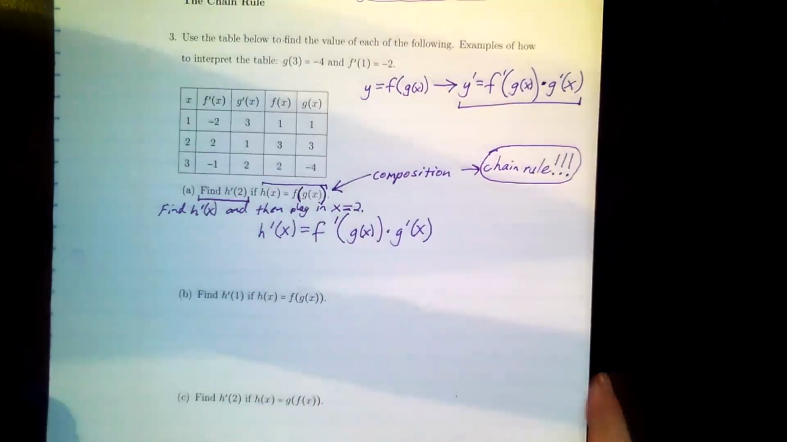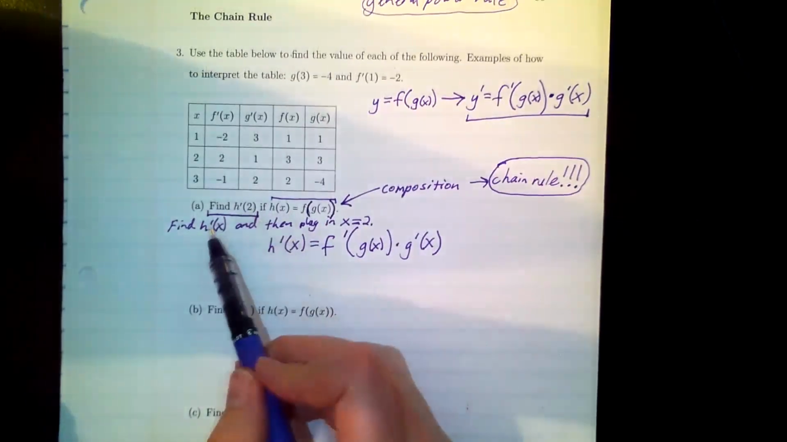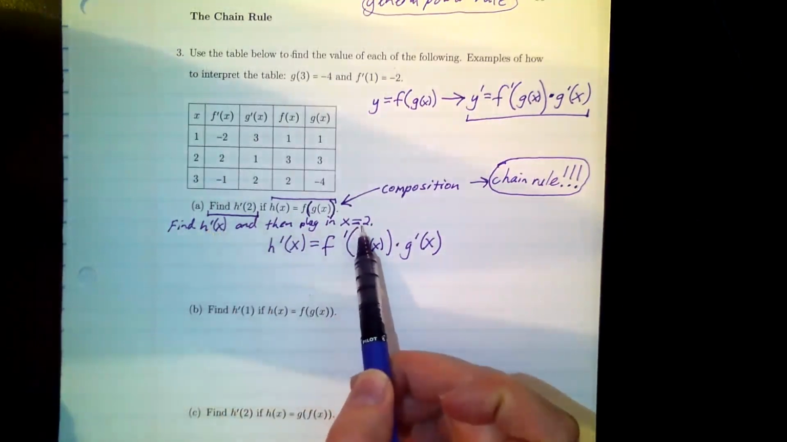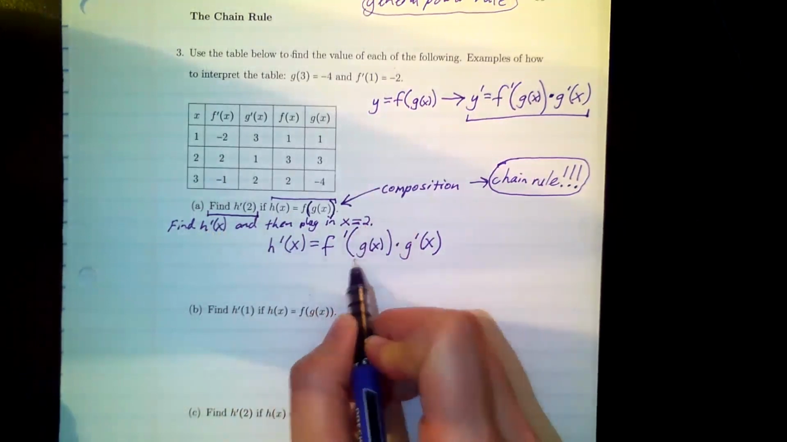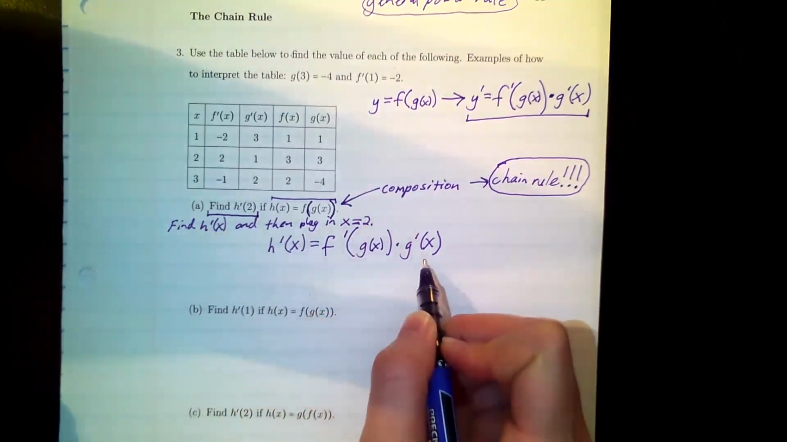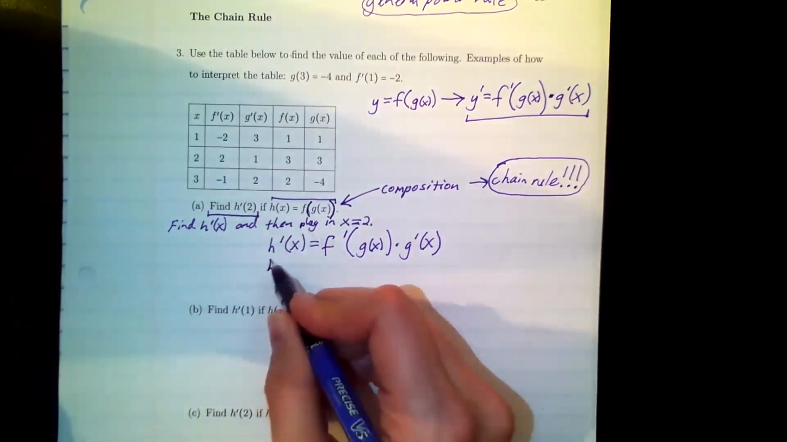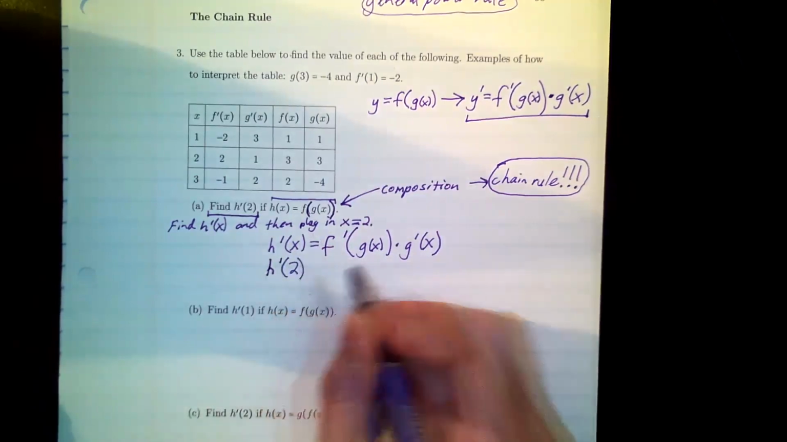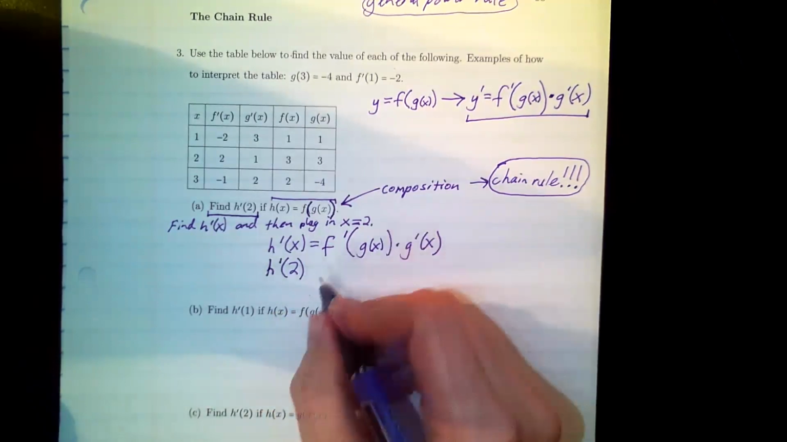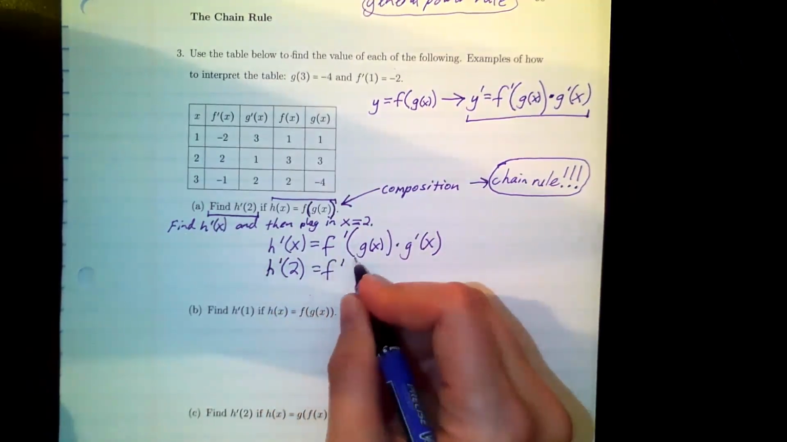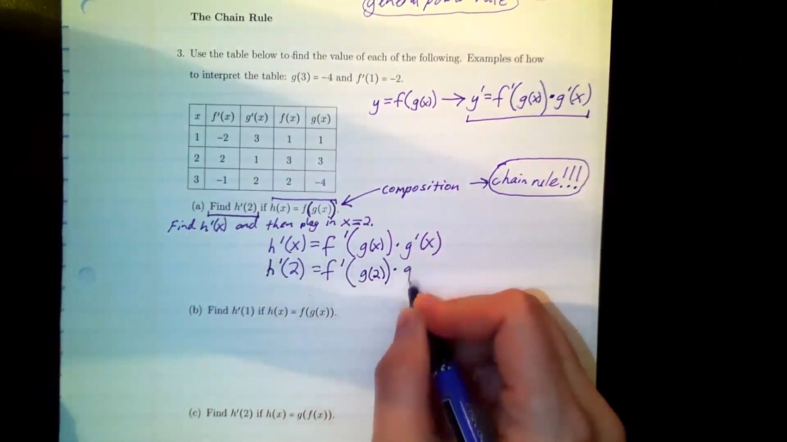But this is where the table comes in, because my next mission was to do what? Find h prime, and then I'm supposed to be plugging in 2. But how do you plug a number into a function that you can't even see? I don't know what f is. I don't know what g is. How do I plug in 2? Well, you still can. The answer is, everywhere you symbolically see x, like g of x, g prime of x, you plug in 2. That becomes f prime of g of 2. Every x turns into a 2.